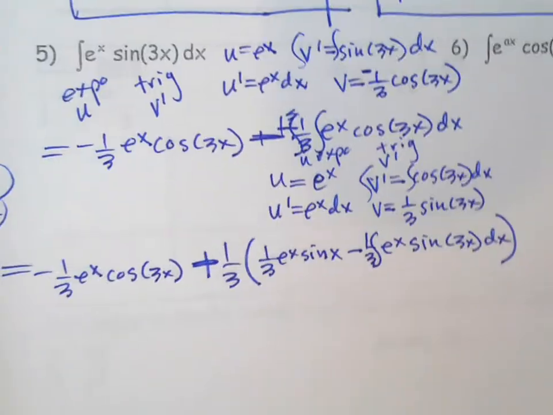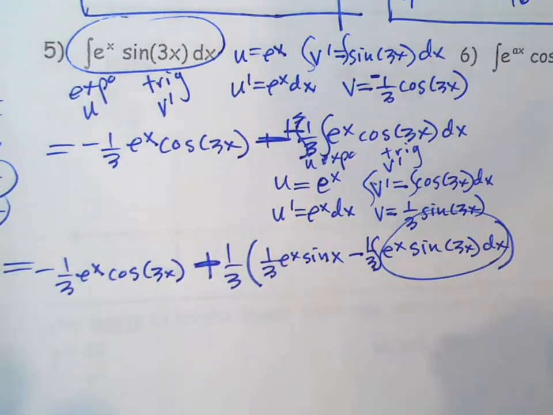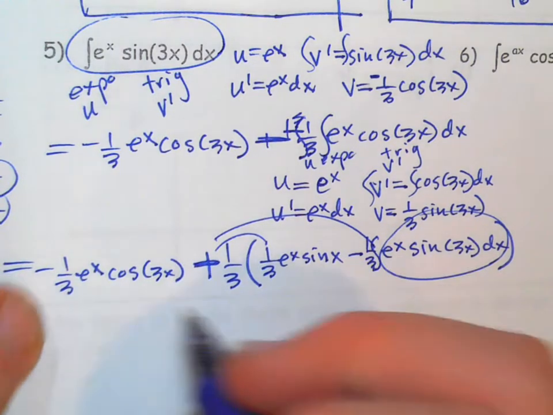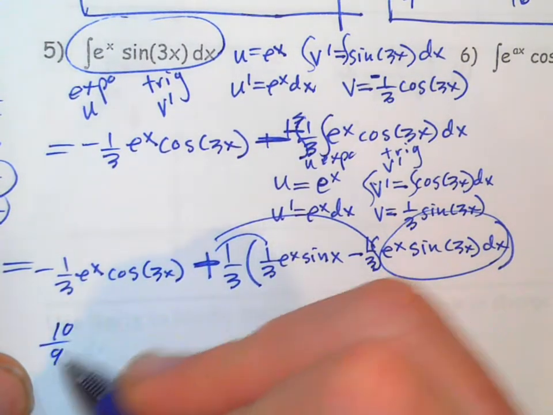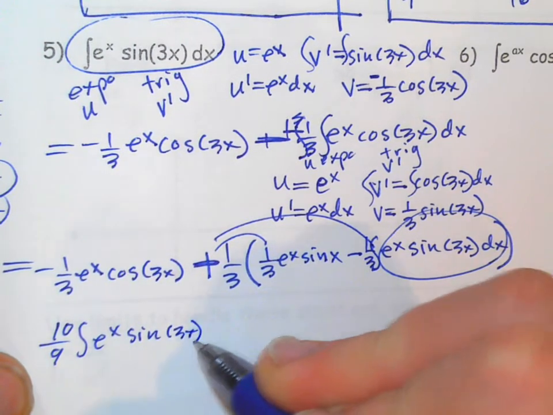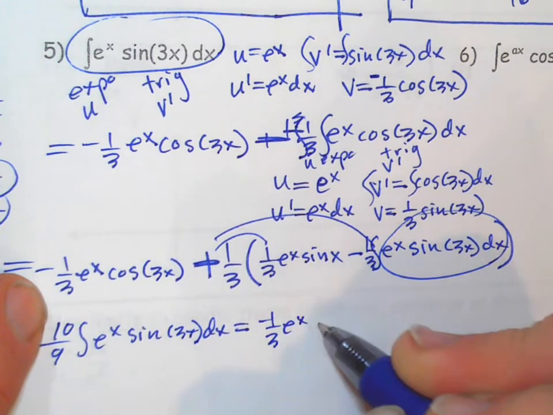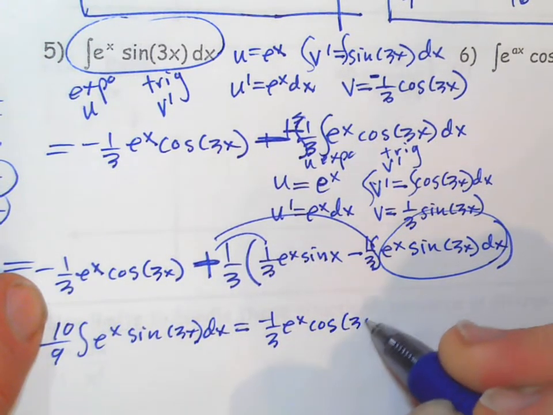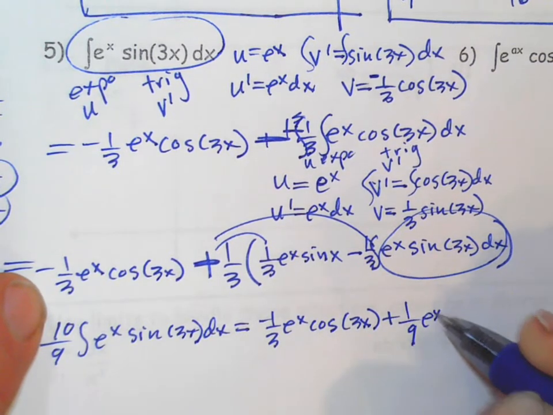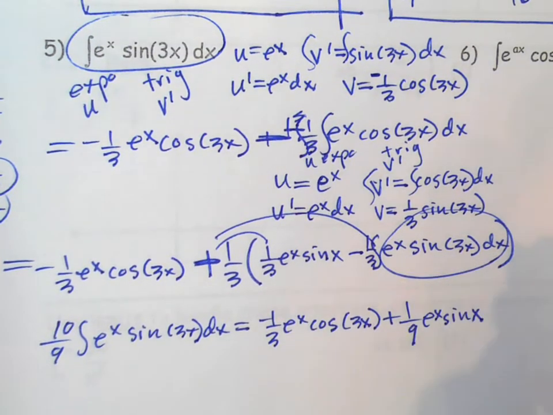Here's the thing. These match, so we're going to bring them together. We've got to distribute this 1/3, so it's going to be -1/9. So we're going to add 1/9 to the other side. We're going to get 10/9 e to the x sine 3x on the left equals -1/3 e to the x cosine 3x plus 1/9 e to the x sine x. And then the other stuff's been moved to the other side.